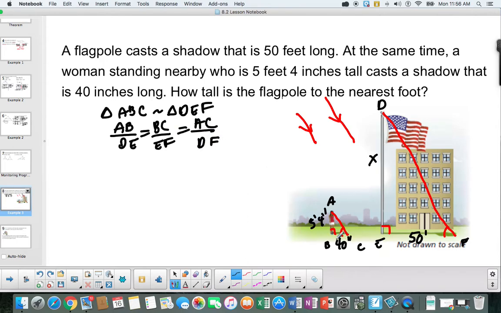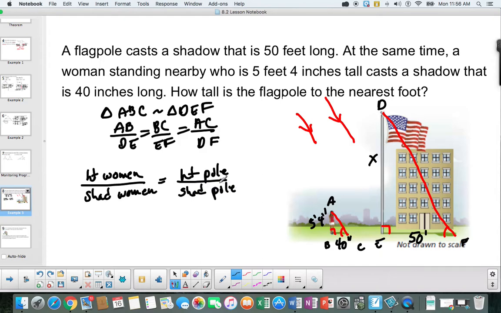Another way is students see the triangles are similar and just start setting up the heights and the shadows. So the height of the woman to the shadow of the woman equals the height of the pole over the shadow of the pole. So this will come about with the proportions as well here. So the height of the woman in inches is going to be 64 inches. Her shadow is 40 inches. The height of the pole is unknown, so height of pole, and the shadow of the pole is 50 feet.